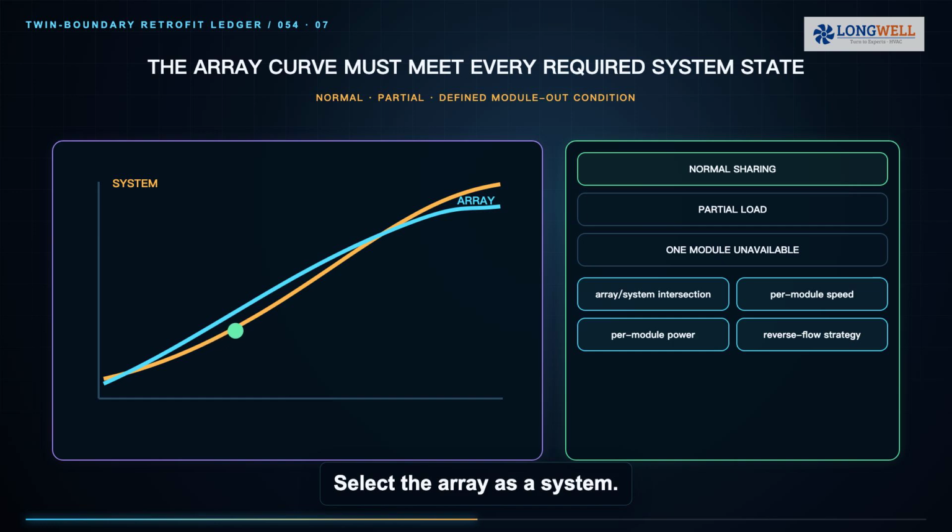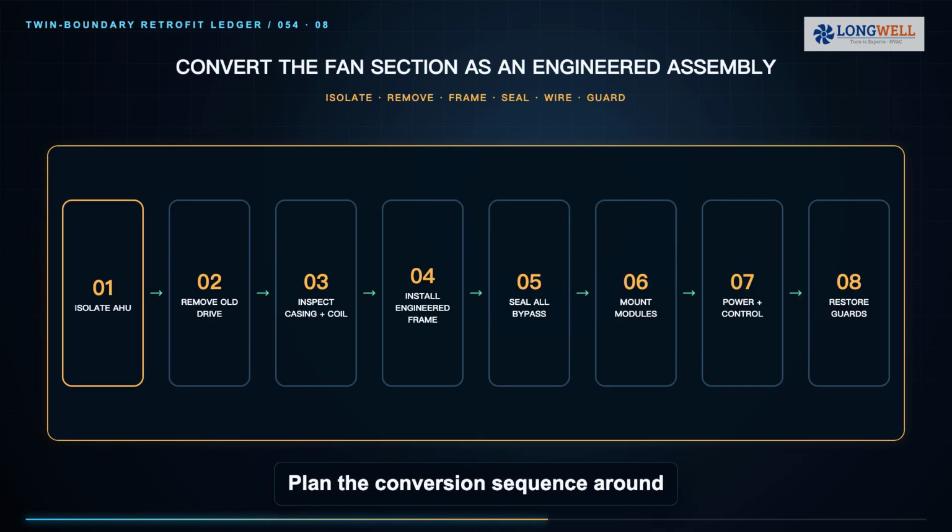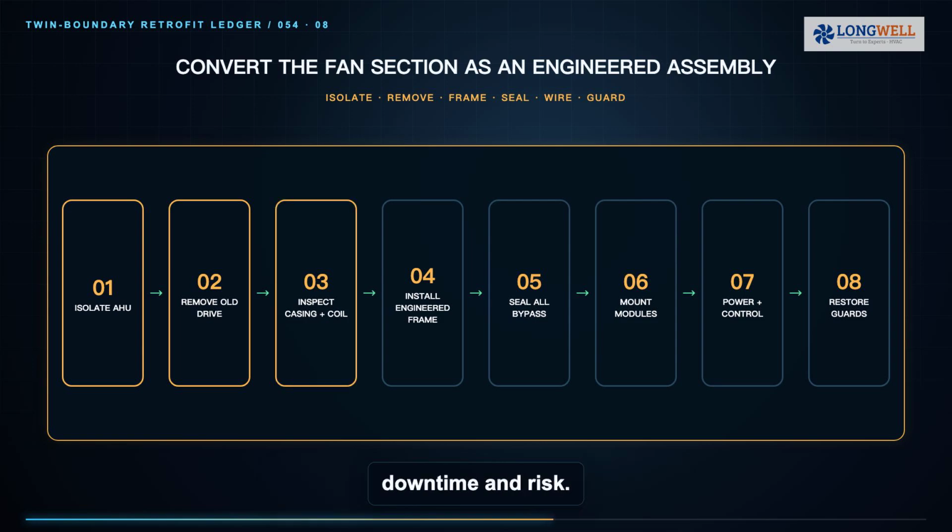Select the array as a system. At a common pressure, the operating fan airflows combine, but the installed result can differ from a simple catalog sum because the frame, partitions, inlet clearance and AHU resistance affect performance. Plot the array curve against the system curve for every required state. Confirm normal sharing, partial load control, the defined module-out condition, per-module speed and power, and any non-return or isolation strategy.